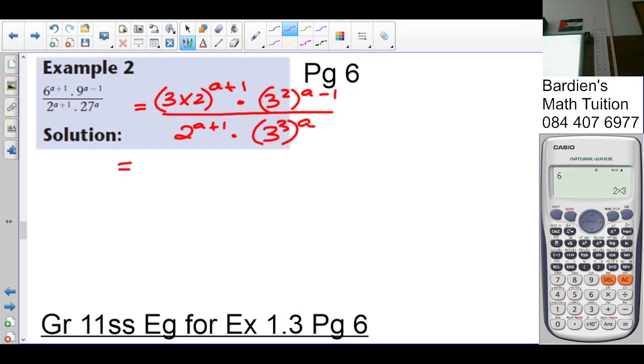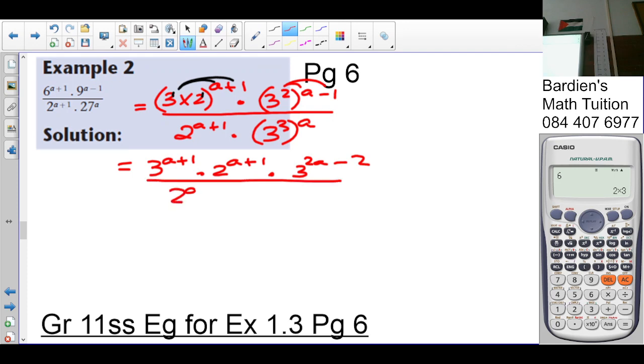So what do we do now? Multiply the exponents. If there's no exponent, there's a 1 and a 1. Not so? So that will be 3 to the a plus 1 times 2 to the a plus 1 times 3 to the 2a minus 2, over 2 to the a plus 1 times 3 to the 3. So what do we do now? When we're multiplying and bases are the same, add the exponents. So only the exponents with a 3 will be brought together.